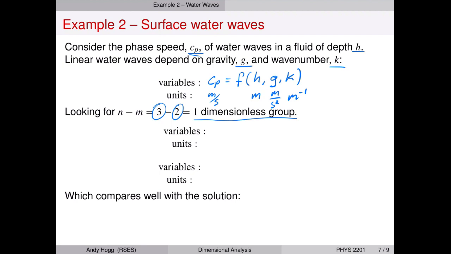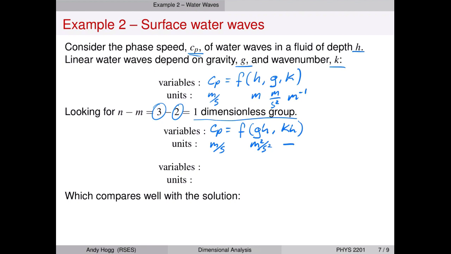This dimensionless group can be found by multiplying through by h, to give Cp being a function of gh and kh, with units of metres squared per second squared and nothing, respectively. So we found our dimensionless parameter. It's just kh. But why did we need gravity at all?